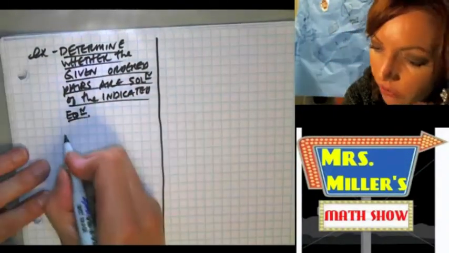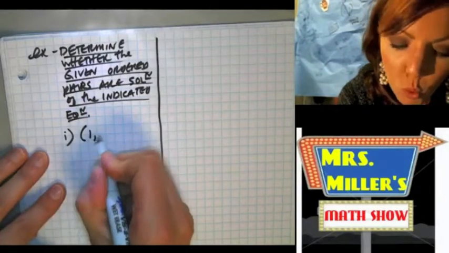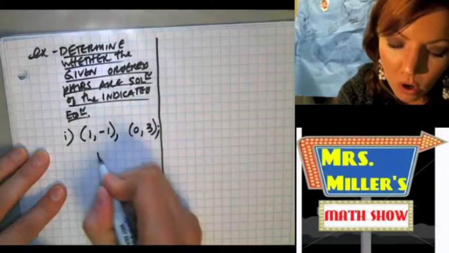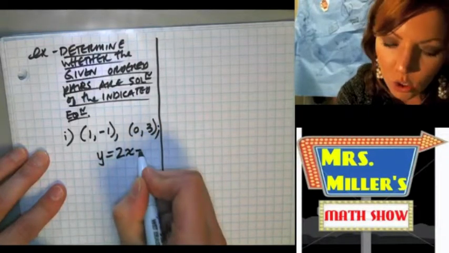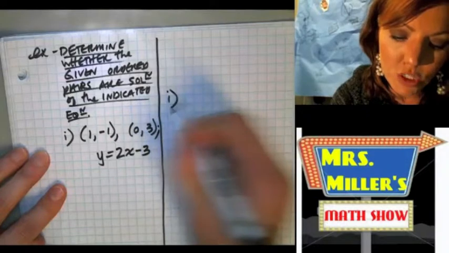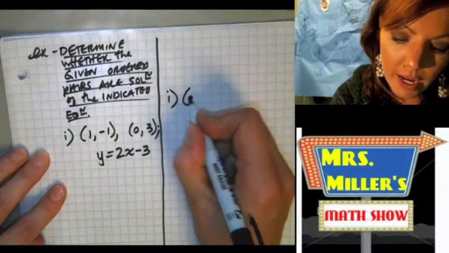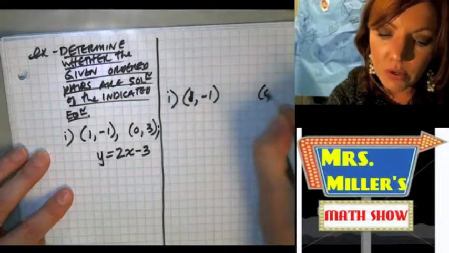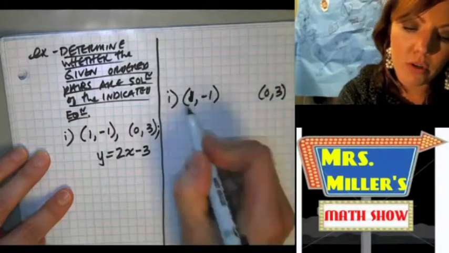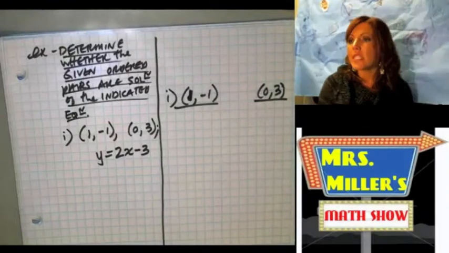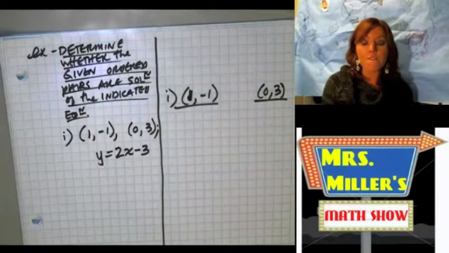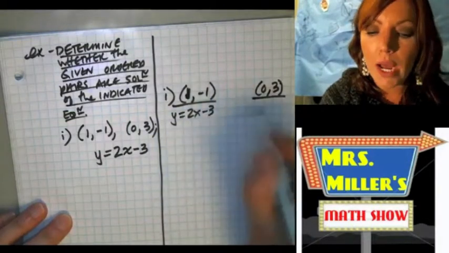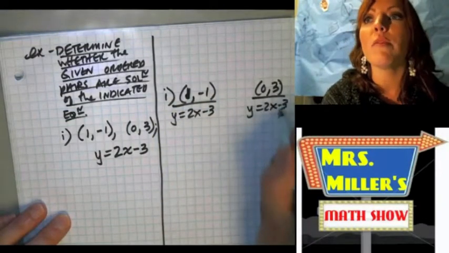All right, so the first one, we're given the points 1, -1, and 0, 3, and we want to see if those fit in the equation y equals 2x minus 3. So again, we have 1, -1, and we have 0, 3, going crazy with the positives and negatives. And we want to see if either or both of them fit in the equation y equals 2x minus 3. We're testing both of them out.